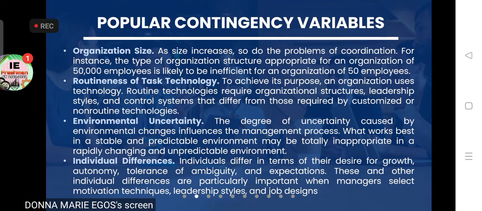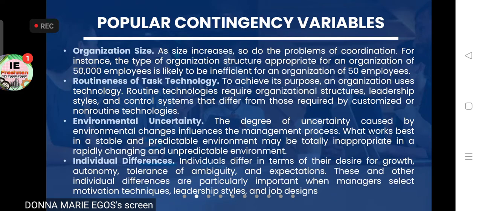Routines of task technology. To achieve its purpose, an organization uses technology. Routine technologies require organizational structures, leadership styles, and control systems that differ from those required by customized or non-routine technology. Next would be environmental uncertainty. The degree of uncertainty caused by environmental changes influences the management process. What works best in a stable and predictable environment may be totally inappropriate in a rapidly changing and unpredictable environment.